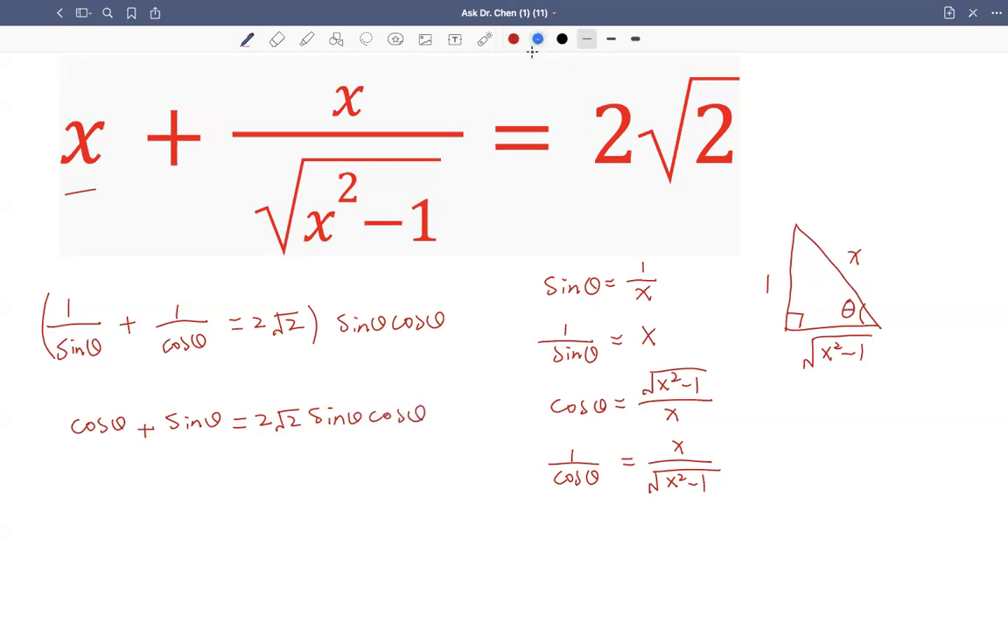Now, if we remember the double angle formula, 2 sine theta cosine theta, we still have radical 2 here, times the sine of 2 theta. Double angle formula: sine of 2 theta equals 2 times sine theta cosine theta. So that equals cosine theta plus sine theta. Now let's divide everything by square root 2.